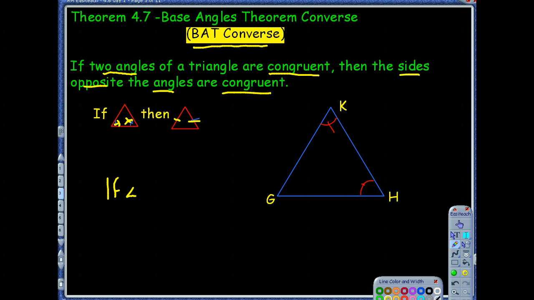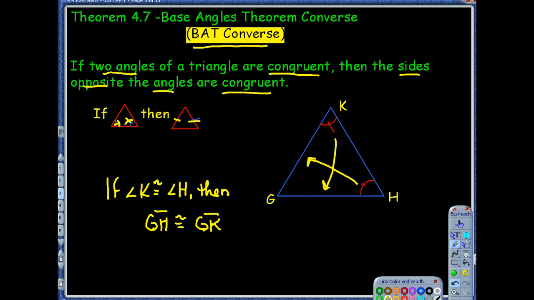Okay. So in this picture, angle K and angle H are congruent. Then we know that GH, that side, is congruent to GK. So again, the ones that are opposite. So this side is congruent to that side. And this is because of the base angle theorem converse. Be careful with converse versus the original.